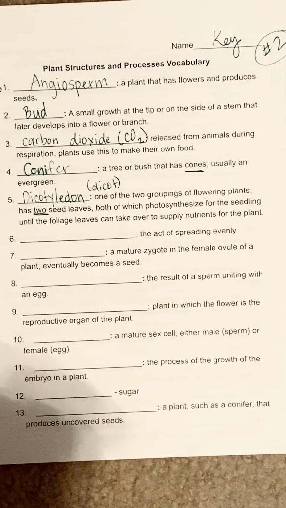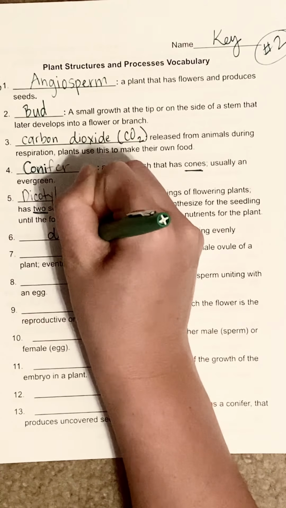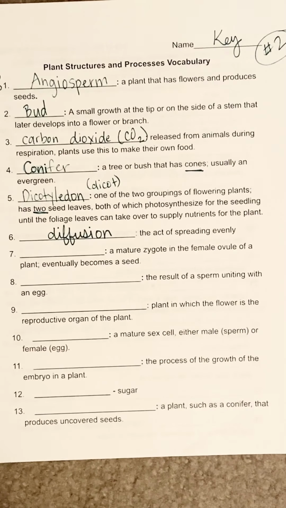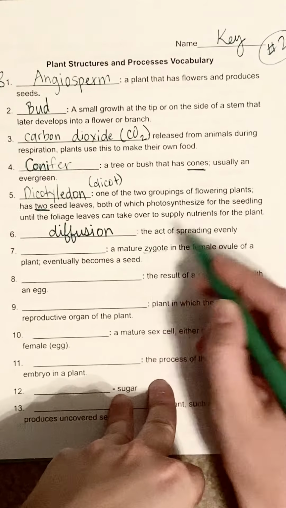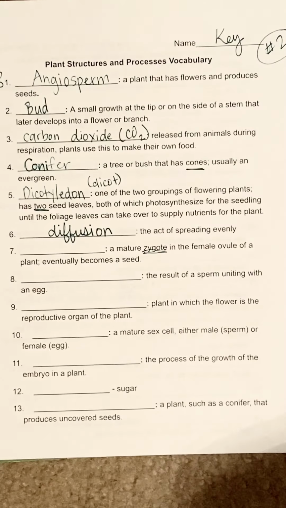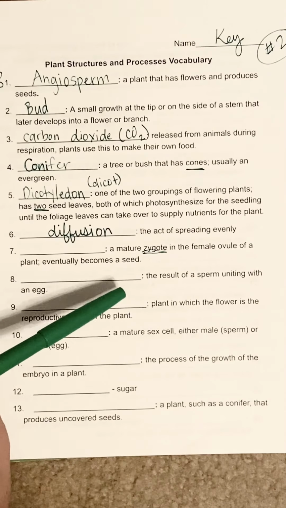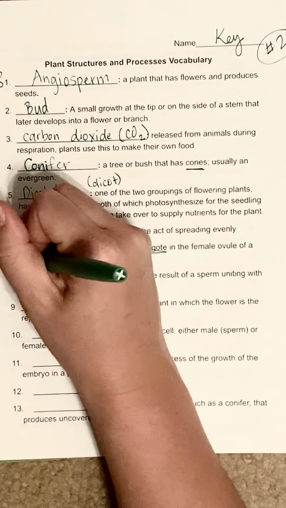It's much easier. Number 6, the act of spreading evenly is diffusion. D-I-F-F-U-S-I-O-N. That's going to be just like a diffuser would work, spreading evenly through a room. Number 7, a mature zygote. We'll talk about what this means a little bit later on, but it just means a fertilized egg that will develop later on into a different organism. A mature zygote in the female ovule of a plant that will eventually become a seed. That's going to be an embryo.